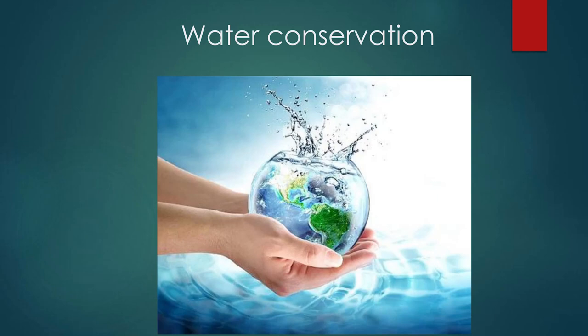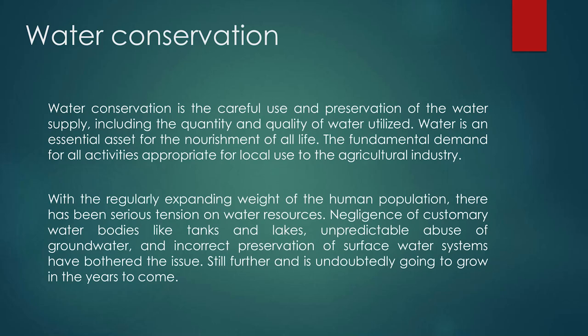Then we'll move to water conservation. So, the main uses of water and water applications we have seen. But we need to conserve water because water is important. How to conserve water? Let us see what the things are. Water conservation is the careful use and preservation of the water supply, including the quantity and quality of water utilized. Water is an essential asset for the nourishment of life. Water is an essential element for human life. Without water, nobody can survive.